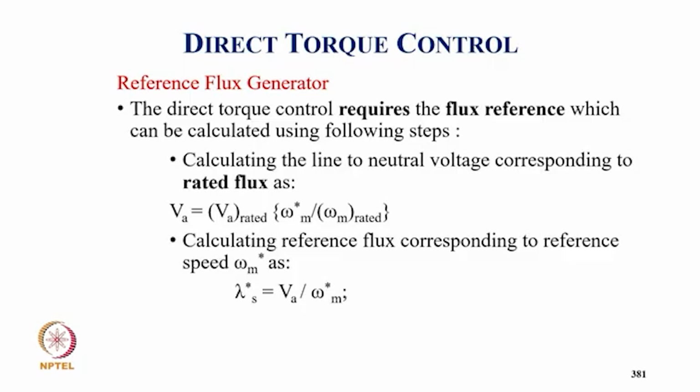So coming to the reference flux generator, the direct control requires a flux reference, which can be calculated using the following steps: calculating the line-to-neutral voltage corresponding to rated flux, V equal to VA rated (omega m star upon omega m rated), and calculating the reference flux corresponding to omega m star, lambda dash equal to VA upon omega m star.